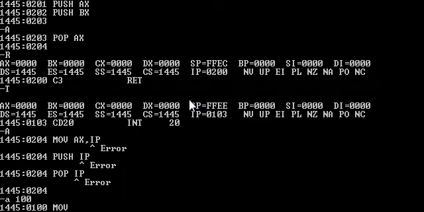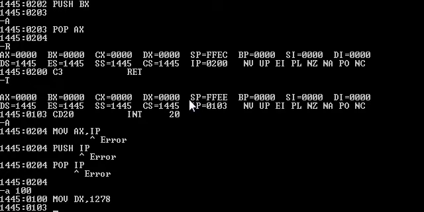First, I'm going to put the value I want to send into a register. Which one do I want to use? I don't know. DX. I know I can push registers on the stack. And I'm going to push it on the stack.